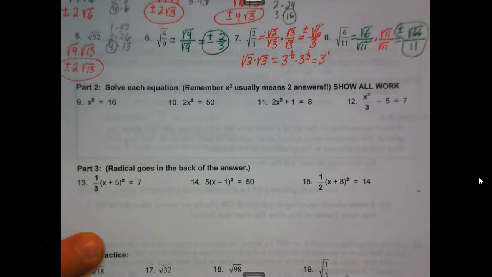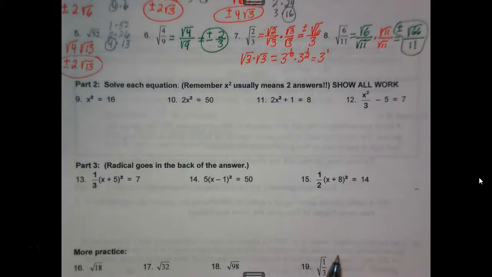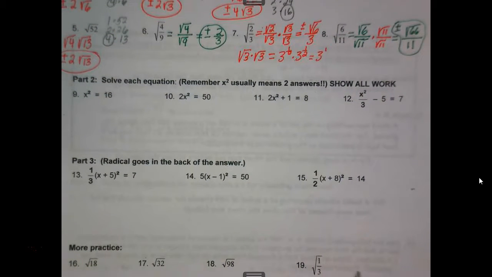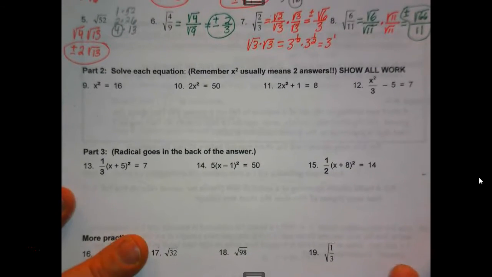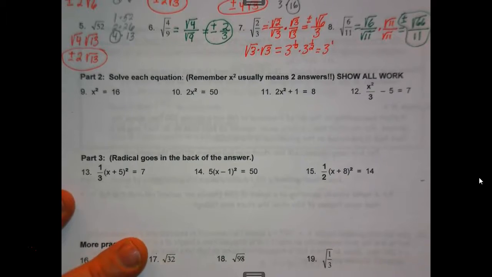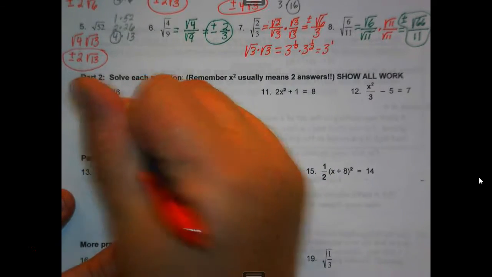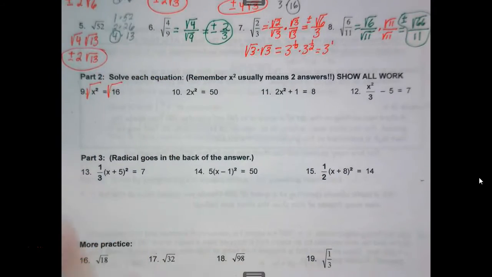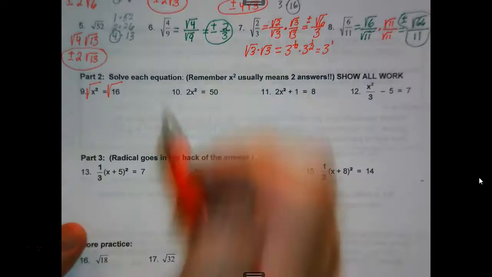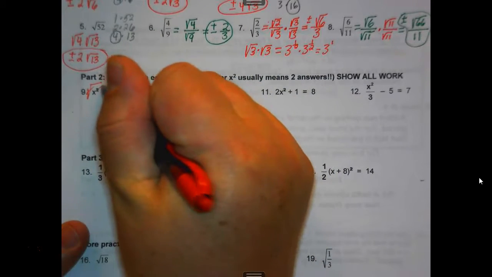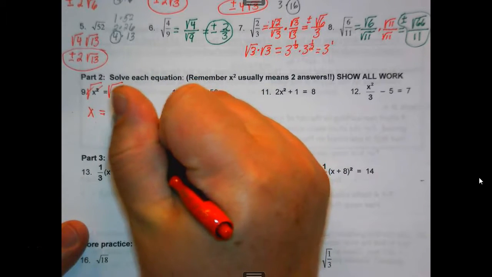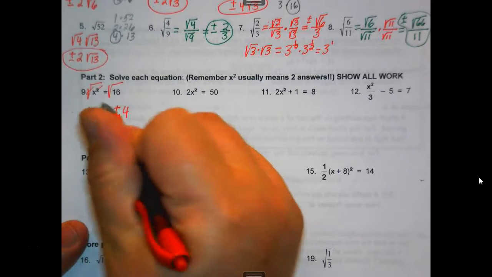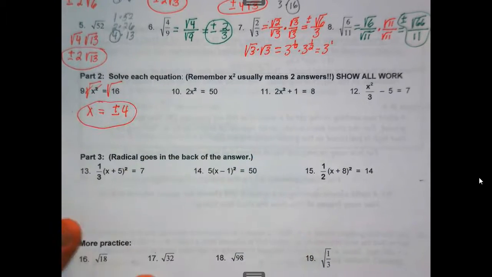All right, let's solve some quadratic equations by taking the square root. Number 9, this one's easy. How do I get rid of the power 2? Take the square root of both sides. Cancels out the power 2. I get x equals, what's the square root of 16? 4. Correct, plus or minus 4. Those are my x-intercepts.